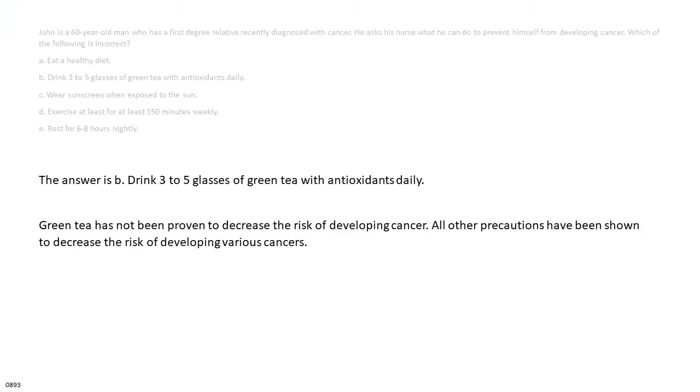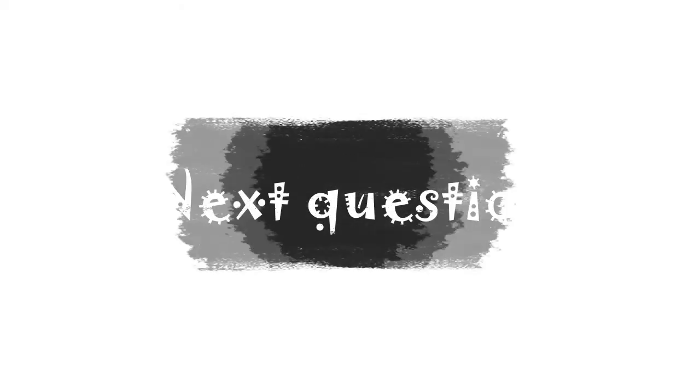The answer is B. Drink 3 to 5 glasses of green tea with antioxidants daily. Green tea has not been proven to decrease the risk of developing cancer. All other precautions have been shown to decrease the risk of developing various cancers.